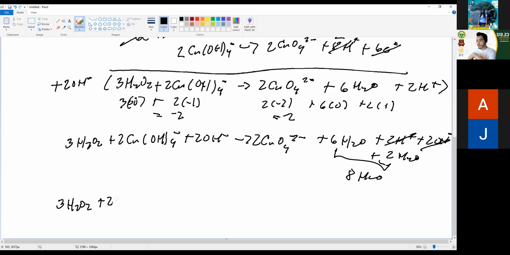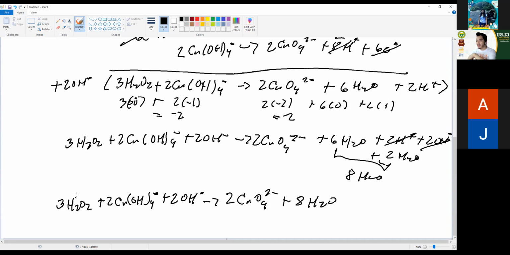3H2O2 plus 2CrOH4 negative plus 2OH. Ayan, be careful sa pagsulat. Mukhang 20 hydrogen. No. So 2CrO4 2 negative plus 8 water. So balance na ba? You have 2 chromium, hydrogen.